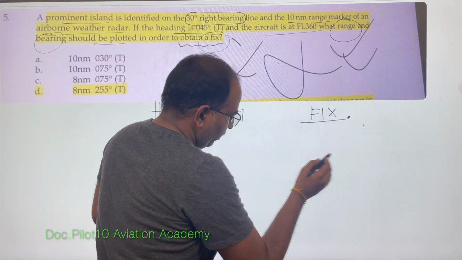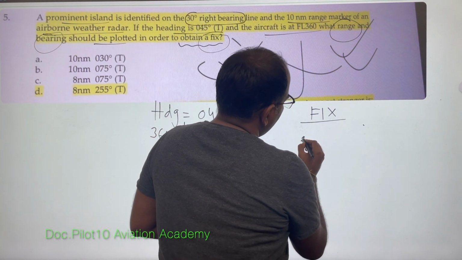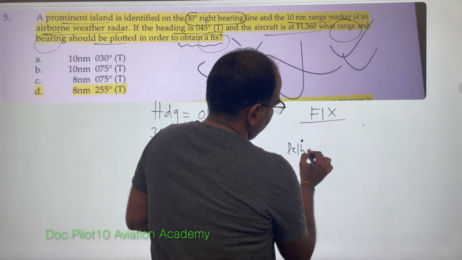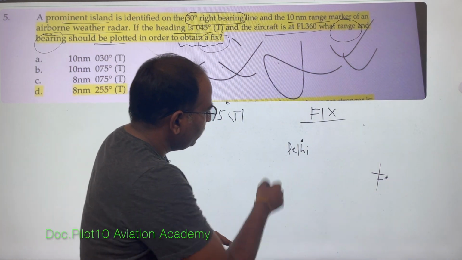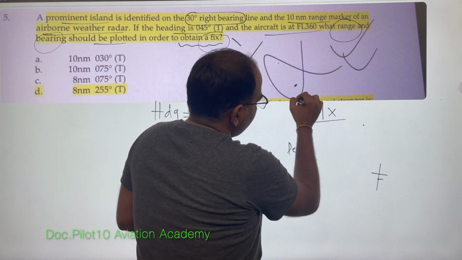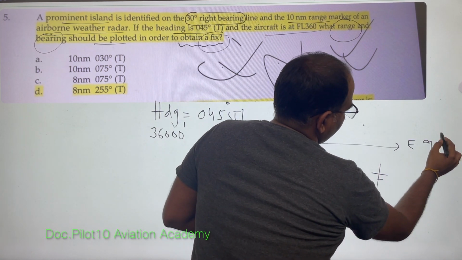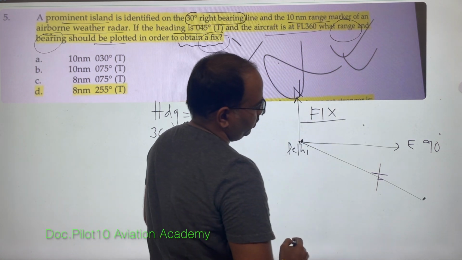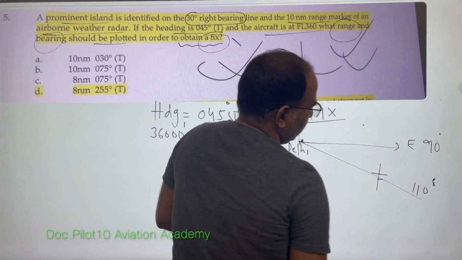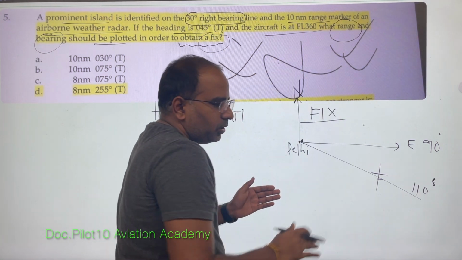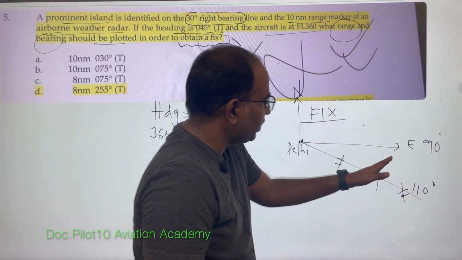See, for example, there is a station here. Let us say this is Delhi, correct. Now, if your aircraft is flying somewhere here, with respect to Delhi, if this is north at Delhi, this is east at Delhi, so this is 90 degrees, you will be on a radial of, say, around 110 degrees, correct. So, if I say you are on a radial of 110 degrees, you can be here, you can be here, you can be anywhere on this line, correct.